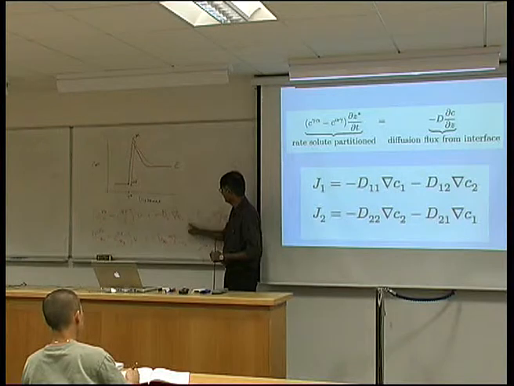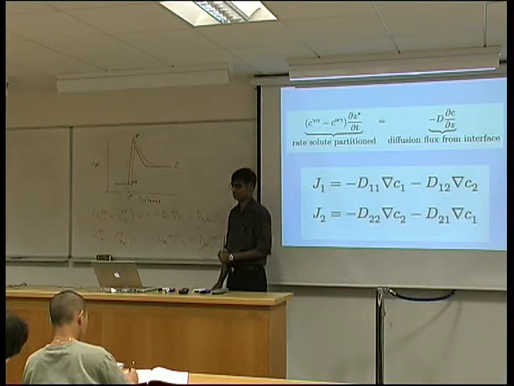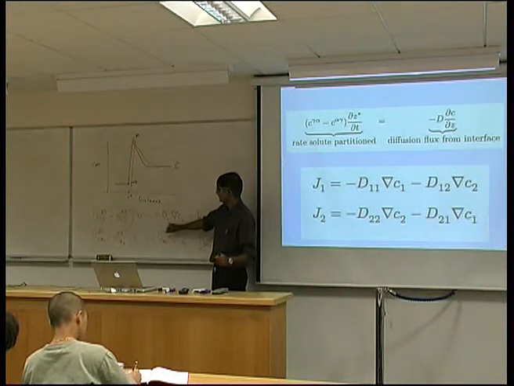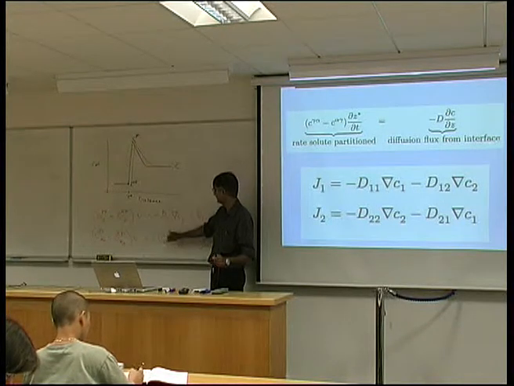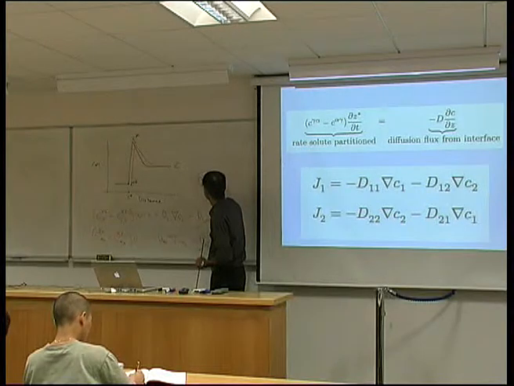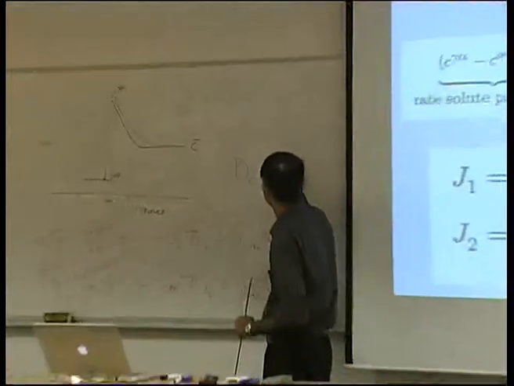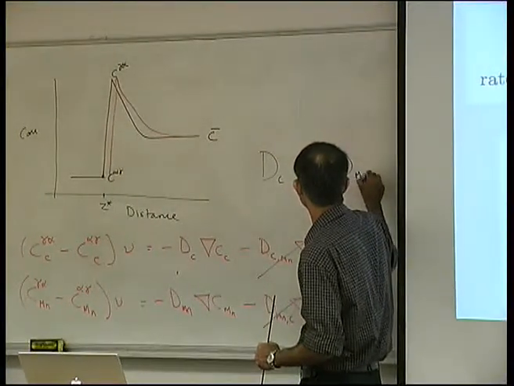So we now have a pair of equations here, which we have to solve simultaneously, given that the diffusion coefficient of carbon is 8 orders of magnitude larger than of manganese. So the diffusion coefficient of carbon is approximately 10 to the 8 times the diffusion coefficient of manganese.